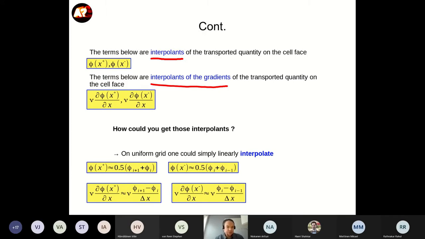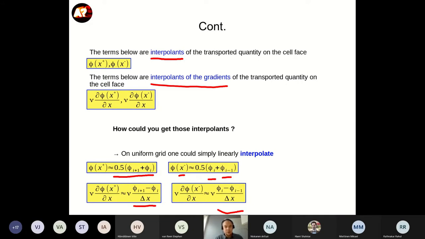So how do we get those? We can simply linearly interpolate. You take the average of the neighbor points, i plus 1 and i, the average of those 2 points divided by 2. That would be a linear interpolation. The same story here: if we have x minus, then we have xi and xi minus 1. And for the gradients on the cell faces, you can use central difference for 2 adjacent points. Here the same story.